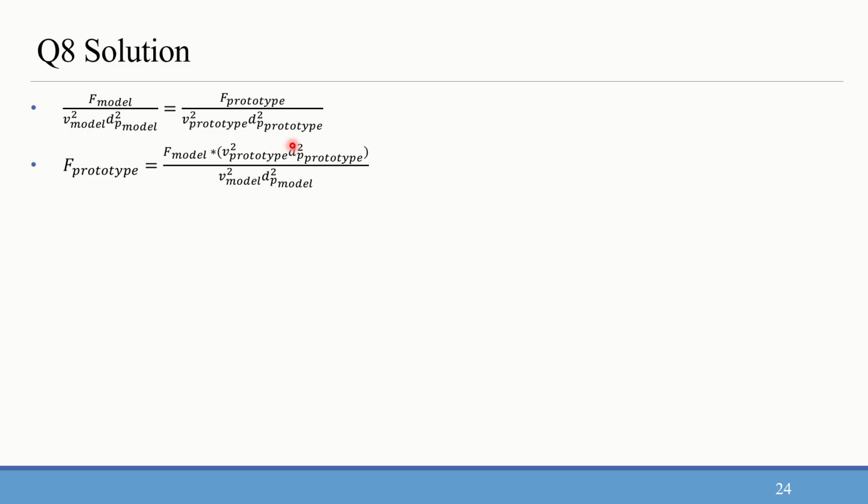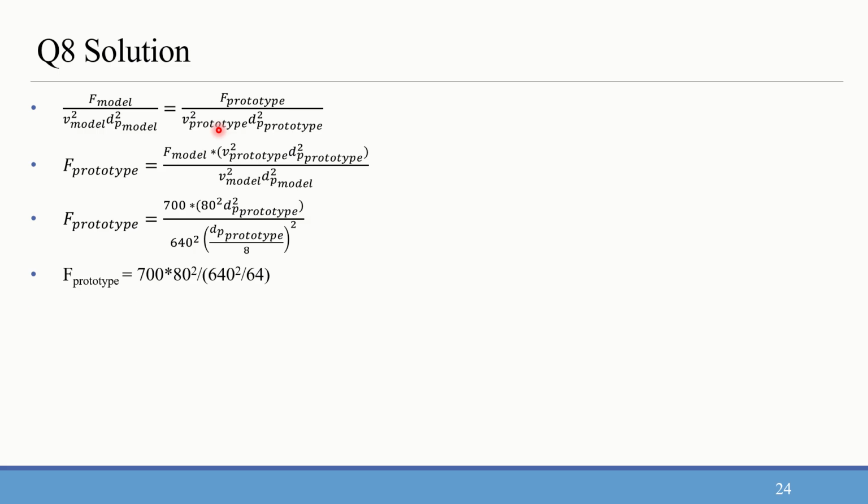So d square we can take using the scale factor, and v square we have calculated for the model. The prototype was given in the question itself. After substituting everything, we get our final answer as F prototype equal to 700 Newton, which is the same as F model. So that is how we do question 8. I hope question 8 is clear to everyone.